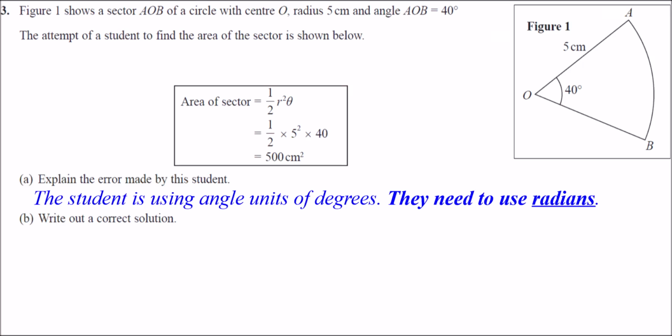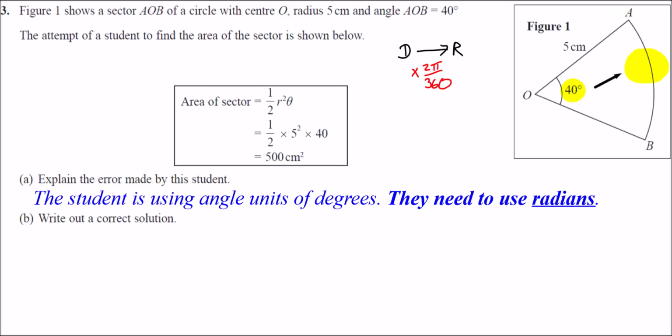Part B, to write the correct solution, we just need to adapt this 40-degree angle here to get it in terms of radians. So what we need to remember, to change from degrees to radians, we just simply multiply by 2 pi and divide by 360. And so this angle here, the 40-degree angle, we need to convert it into 40 times 2 pi all over 360.